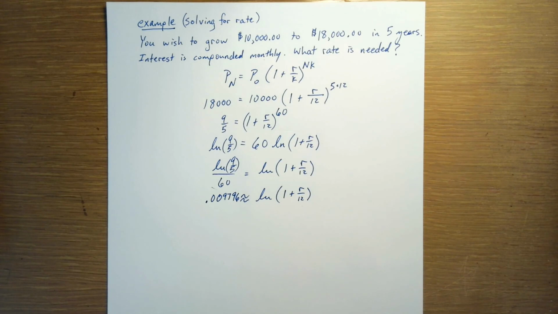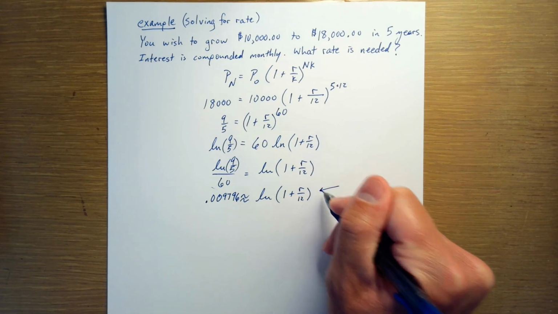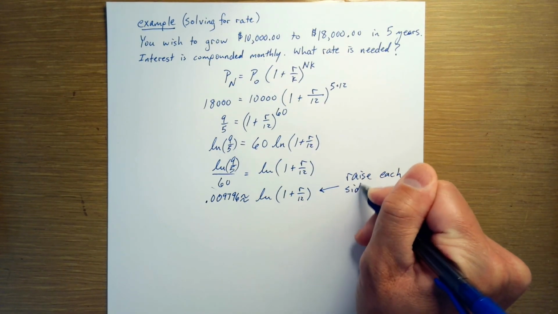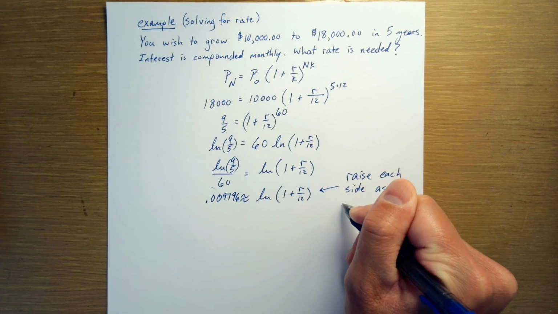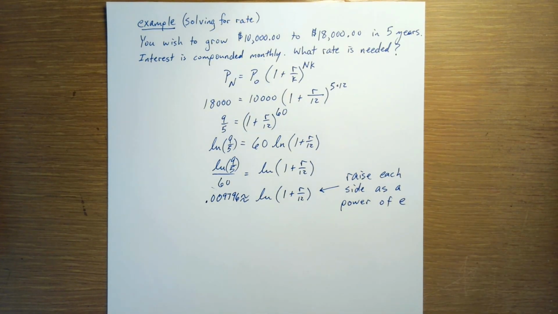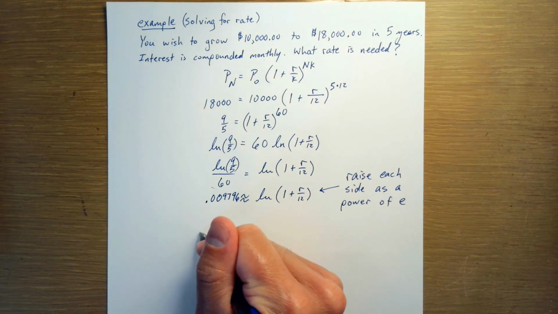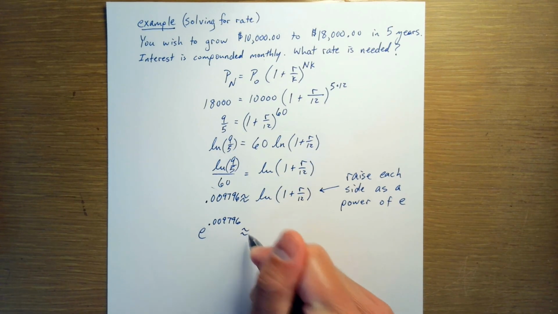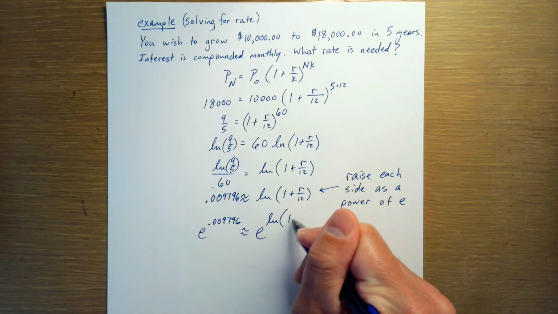And then we still have our natural log on the right-hand side. So what I want to get rid of is this natural log, and the way I do that is I raise each side as an exponent of e, which is the base of the natural log. So I'm going to make a note of that. That's the number e, not the letter. So I get something like this. e to the 0.009796 is about e to the natural log 1 plus r over 12.